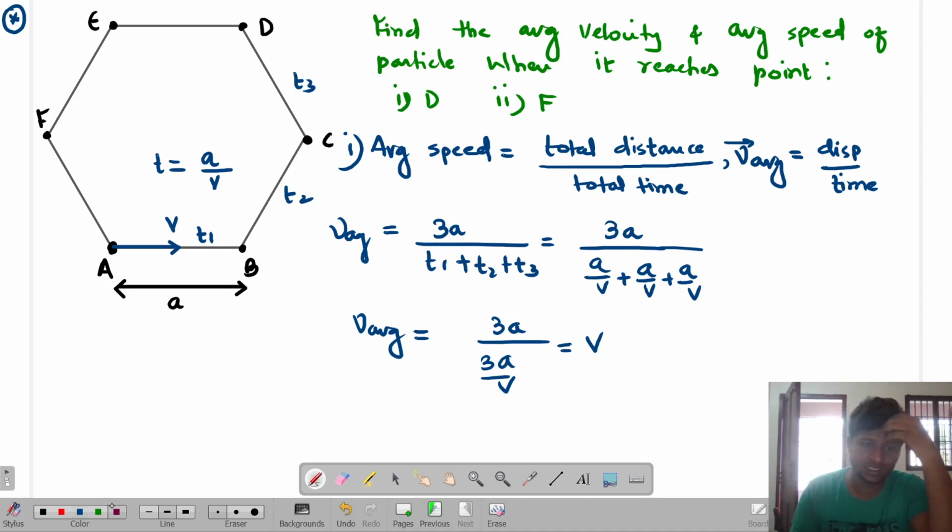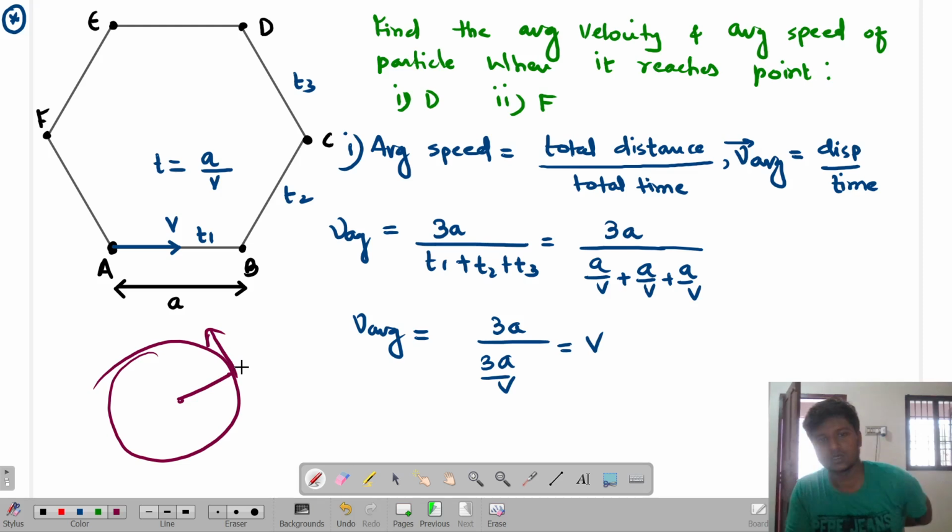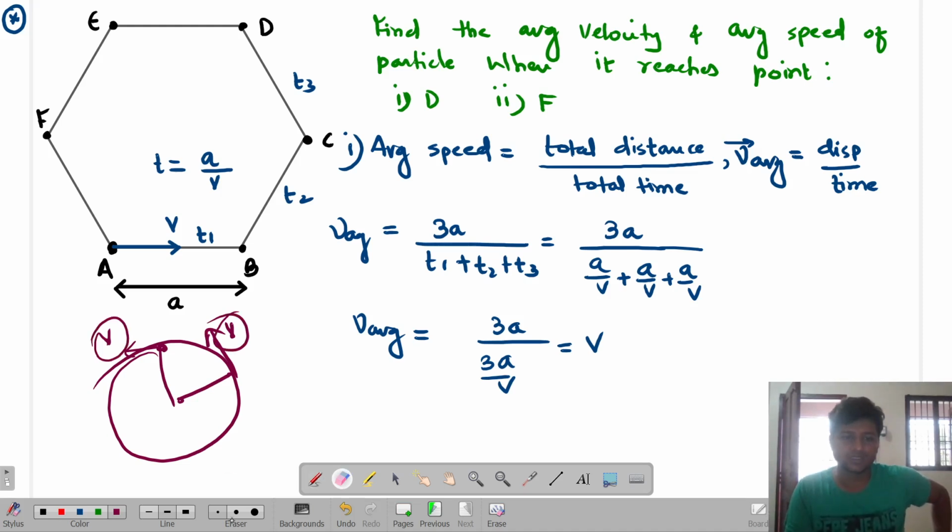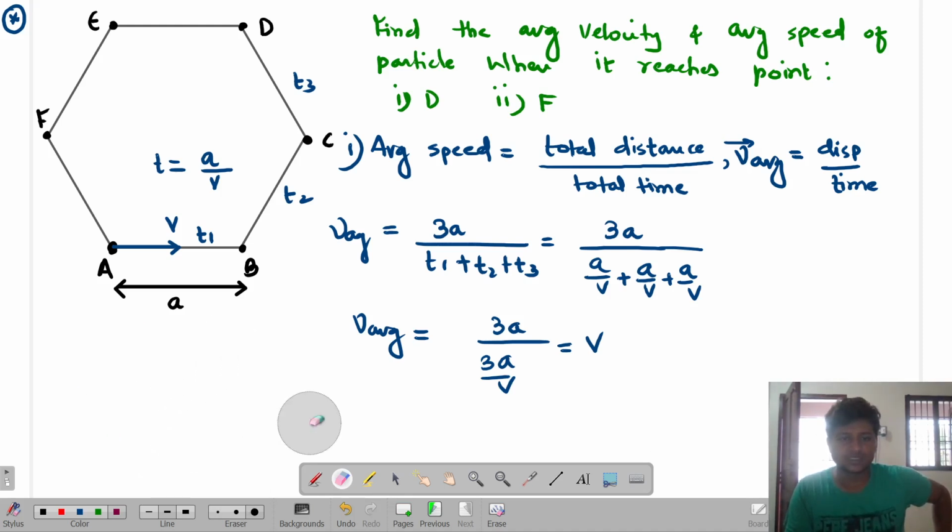This usually comes in a circular path: the particle is moving with some velocity along the circular path. Are you able to get me or not? People think that here some velocity is there, here also some velocity is there. If I ask you average speed, it is equal to v, because it is traveling equal distances in equal intervals of time. So average speed remains equal to speed if the particle covers equal distances in equal intervals of time. Can you understand me, guys?